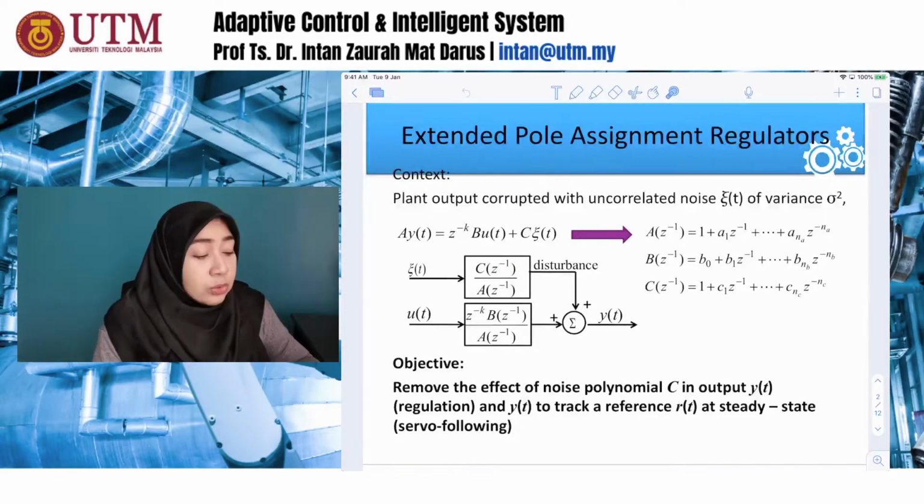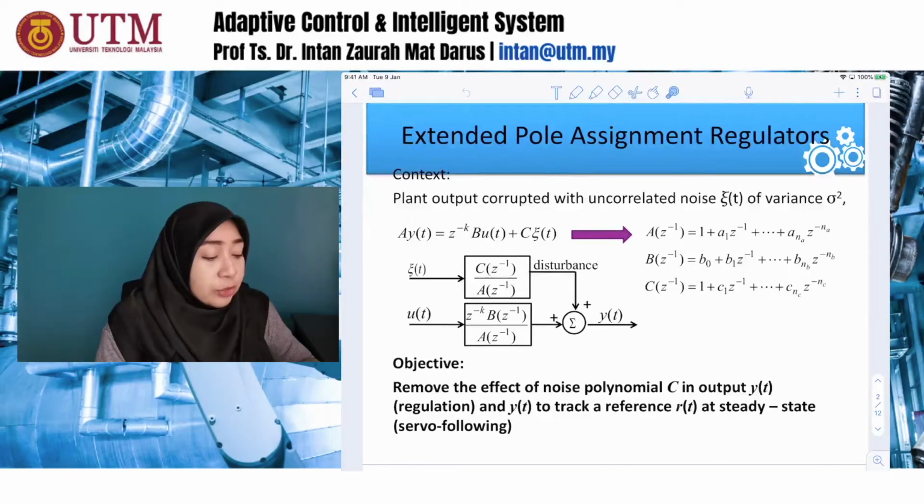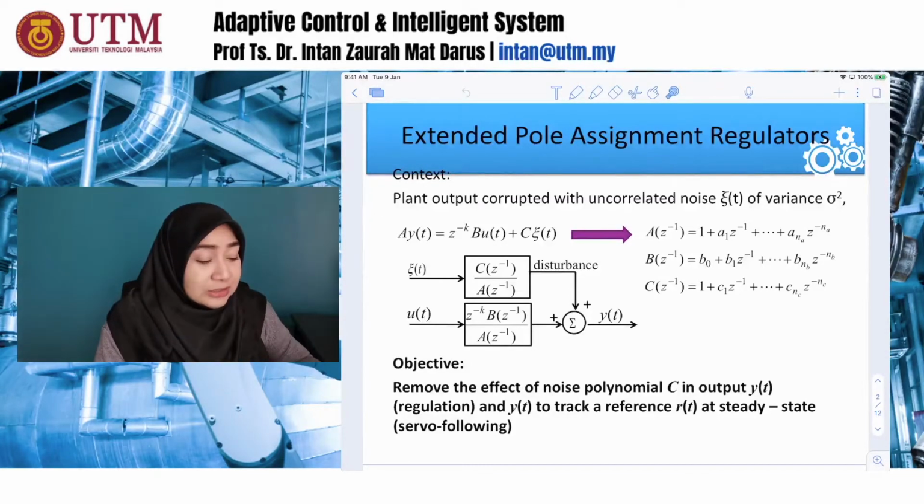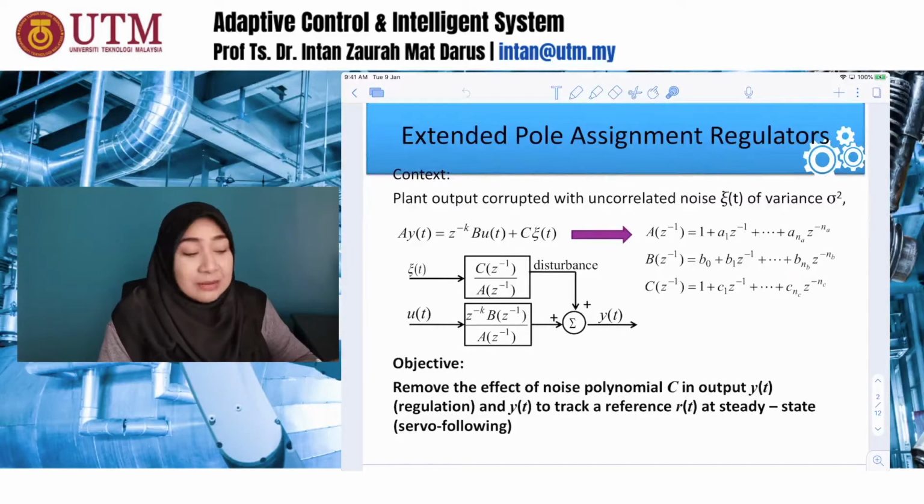All right, so looking at that polynomial A, it is a polynomial of 1 plus a1 z^-1 plus a2 z^-2 and so on and so forth until an z^-n, depending on the model order of your system. And the B is starting from b0, plus b1 z^-1 until bn z^-n, depending on the model order of your system. And similarly for your polynomial C, it is 1 plus c1 z^-1 and so on and so forth until cn z^-n, depending on the order of your system.